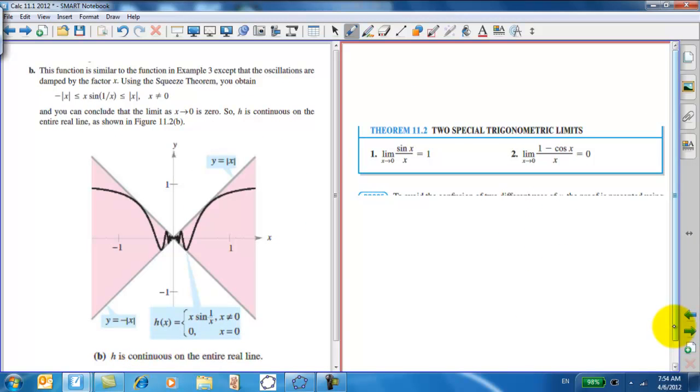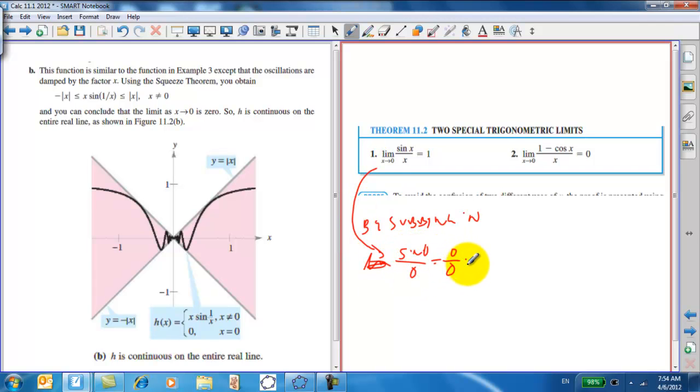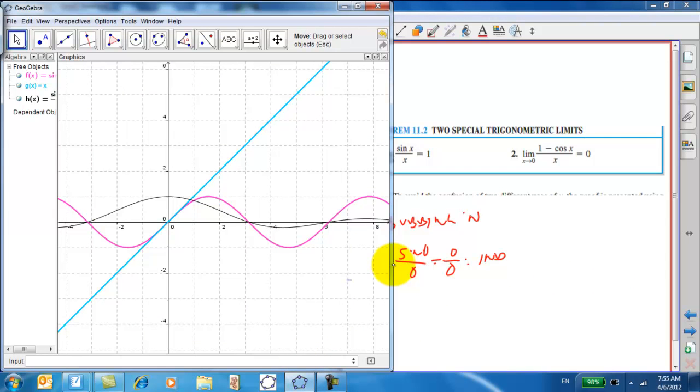Now here's some special trig limits. The limit as x goes to 0 of sine x over x, and the limit as x goes to 0 of 1 minus cosine x over x. If you just try to look at this by substitution, by subbing in, you get the limit as x goes to 0, this first one, of sine of 0 over 0, which is 0 over 0, which is indeterminate. But we're going to use a little proof here to see why it is 1. And I think a visual proof really helps on this one.